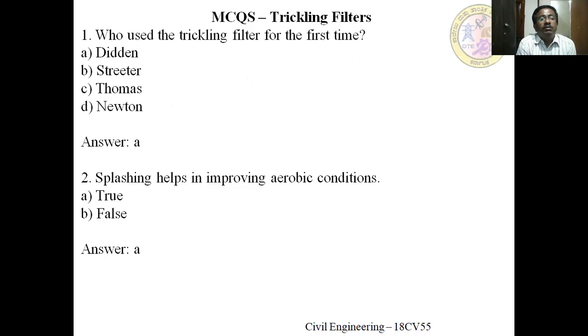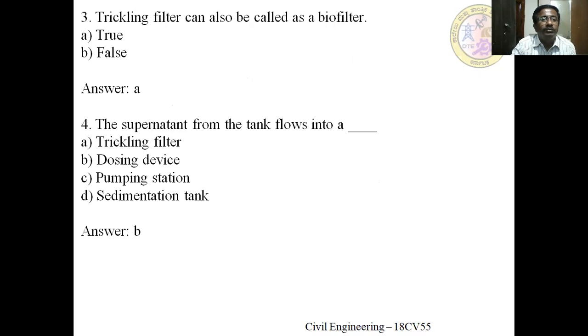Okay, and then some of the MCQs which are asked related to the trickling filter are as follows. Who used the trickling filter for the first time? Splashing helps to improve the aerobic conditions. Whether it is true or false, it is true. Trickling filter is also called a biofilter. Yes, it is also called a biofilter because it forms a biofilm.